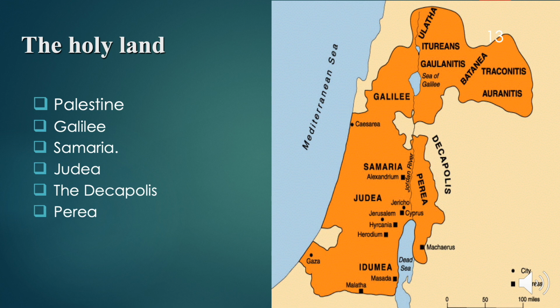Finally, there is Perea. Perea was a small territory east of the Jordan River opposite Samaria and Judea. Its population was primarily Jewish. In the Gospels, it was never mentioned by name, but it is referred to as the land beyond Jordan.